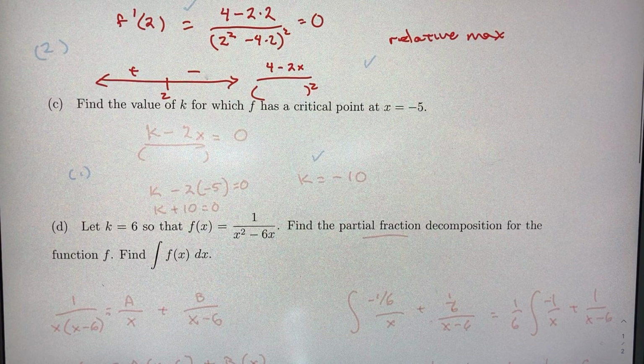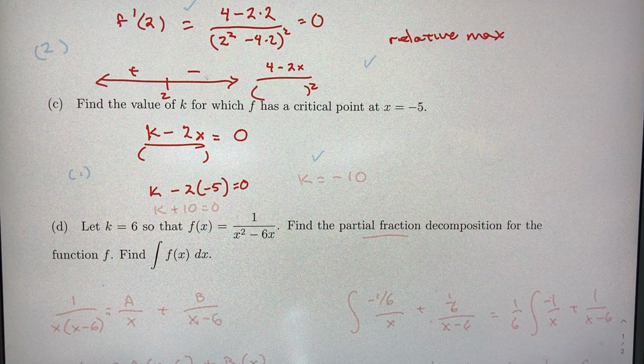Value of k for which f has a critical point at x equals -5: k minus 2x equals 0, because the fraction equals 0 when the top is 0. Be careful with this. It's k plus 10 is 0. K isn't 10. K is -10. Fine.